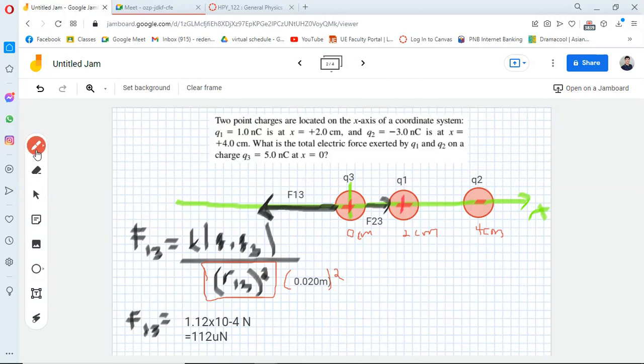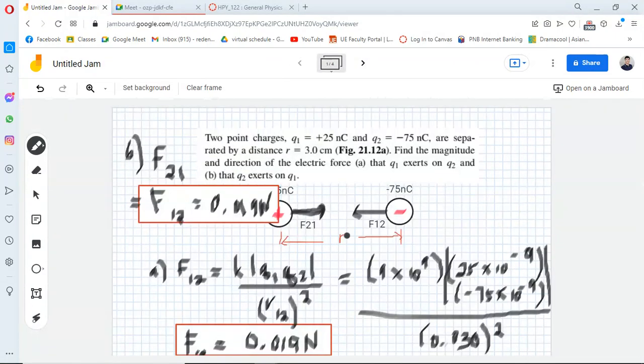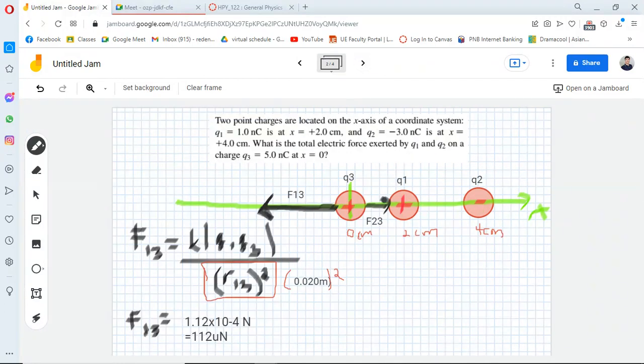Okay. Now, the question is, does the value of F23 the same to F13? Certainly not. Tama. Sa pag-sketch pa lang ng vector, hindi na sila pareho ng haba. Okay. Therefore, hindi siya pareho na 112 micronewton na kagaya na ito kanina. Okay. Hindi siya ganyan. Kasi, magkaiba na ng distance si Q3 kay Q2. Si Q3 at saka Q1 is 2 cm apart. But for this setup now, si Q3 at si Q2, they are 4 centimeters apart.